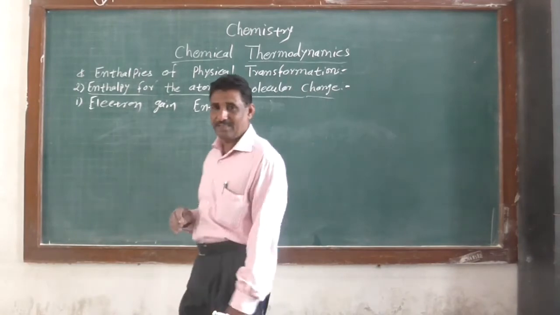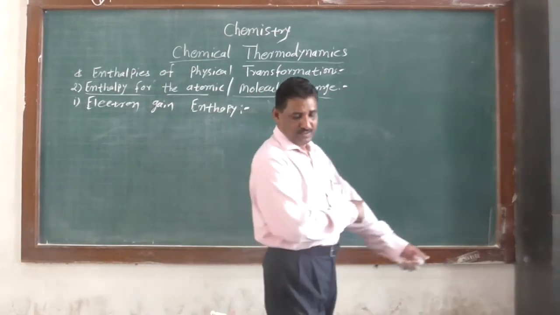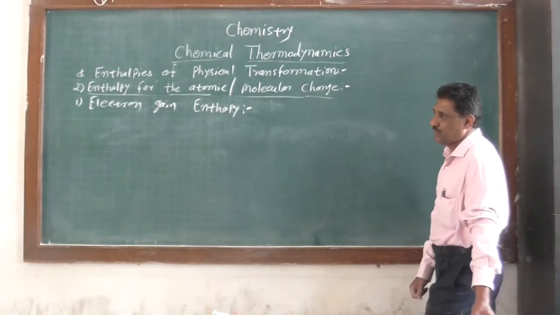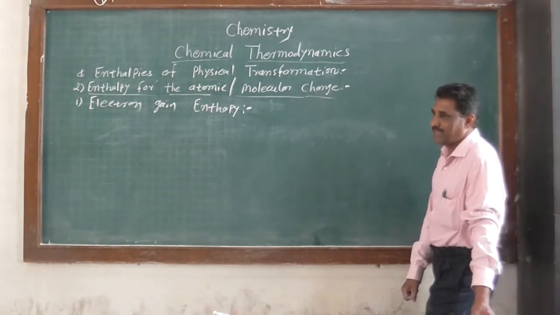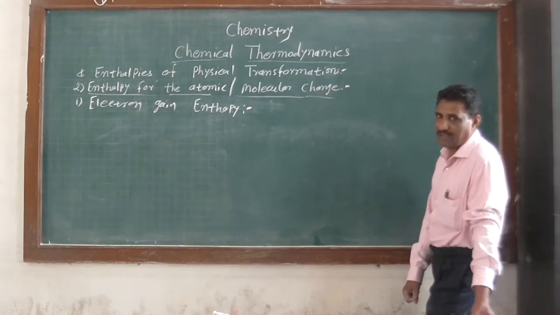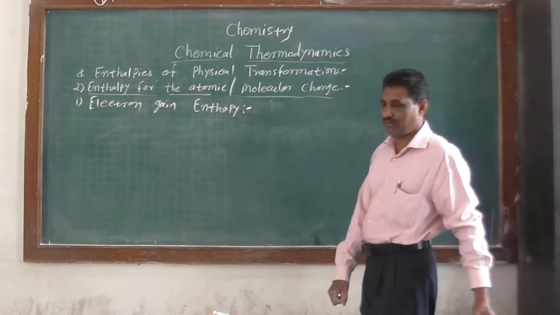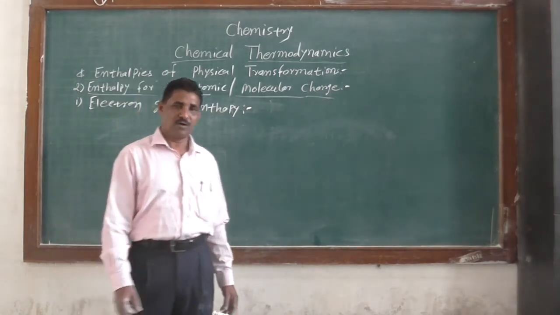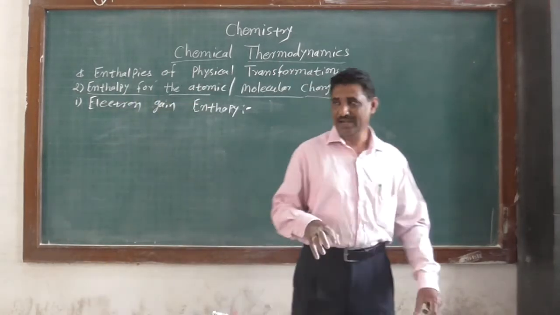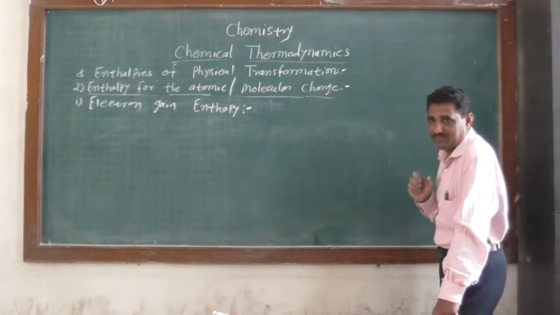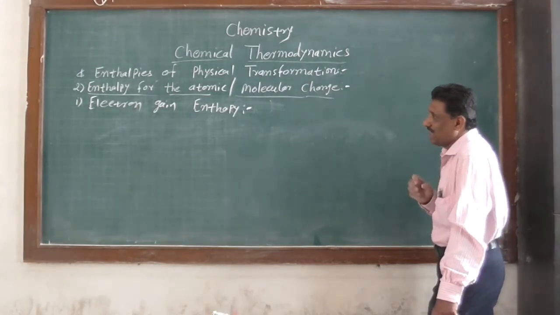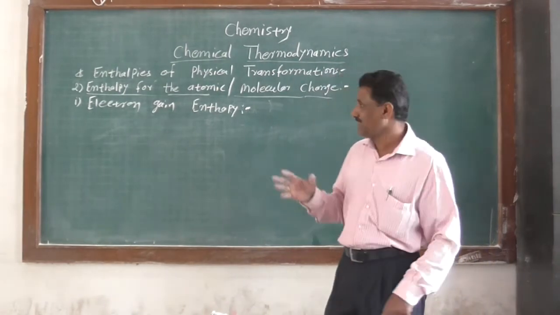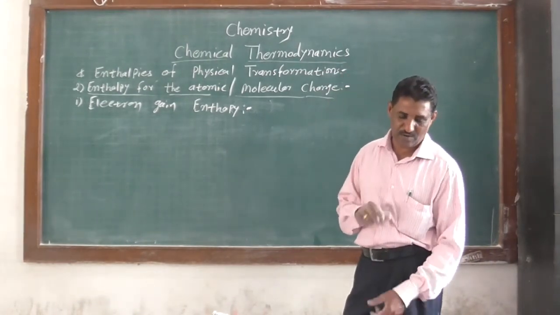Here electron gain enthalpy. In this process, the enthalpy change when one mole of gaseous atom accepts the electron from other element, and it is converted into its anion, is called as electron gain enthalpy.